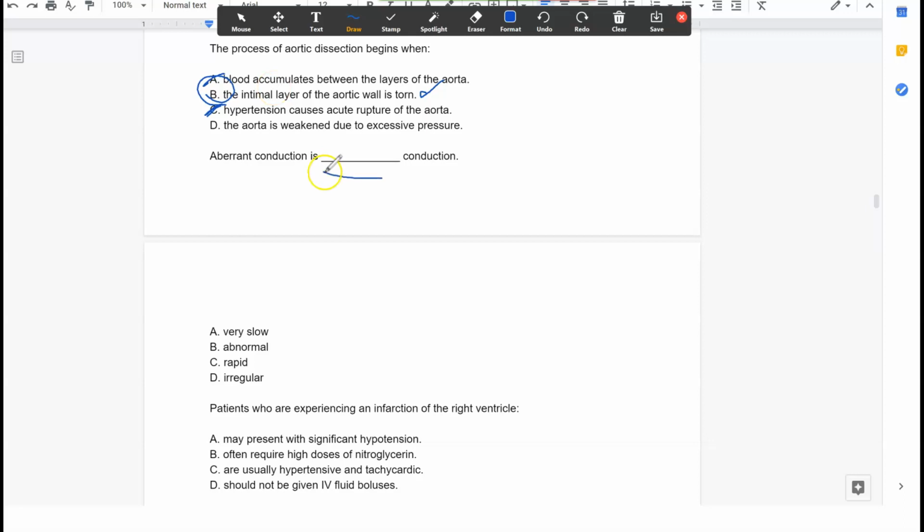Aberrant conduction is blank conduction. Very slow, abnormal, rapid, or irregular. Abnormal, right? Because you're not following that SA, internodals, AV. It's going from cell to cell to cell, very slowly. So it's going to be wide, but it's not necessarily going to be very slow. It's just going to be slower.